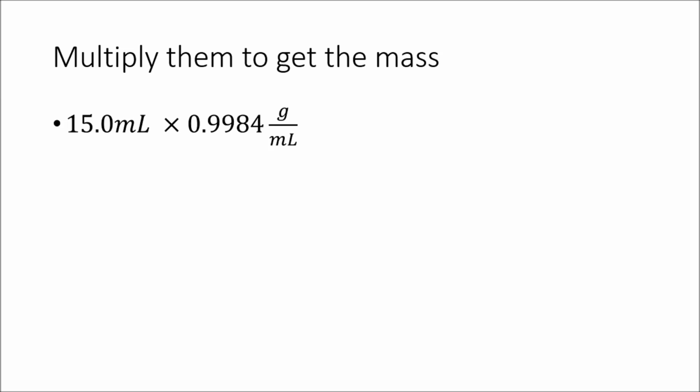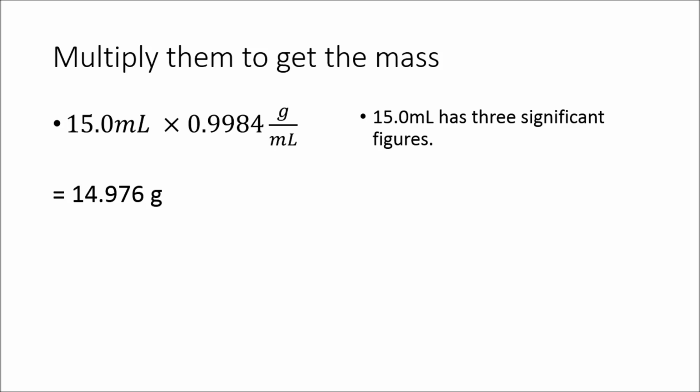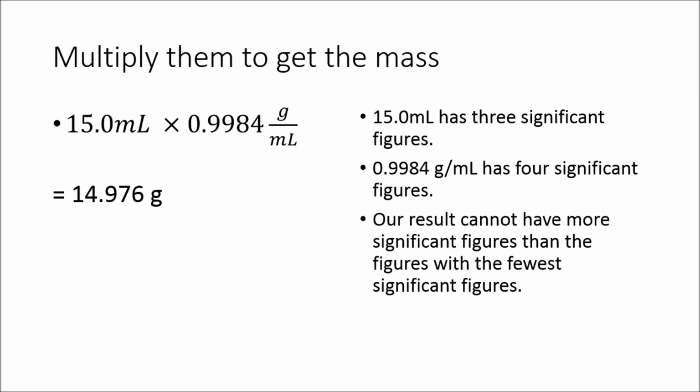So when I do that, my calculator tells me that the result is 14.976 grams, and you can do that on your own and the math will check out. But 15.0, that has 3 significant figures, and 0.9984 grams per milliliter, that has 4 significant figures. So when I multiply those two together, I have to follow a new rule. Our result cannot have more significant figures than the figure with the fewest significant figures.